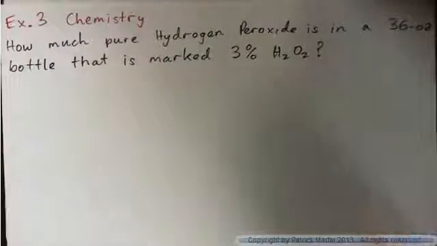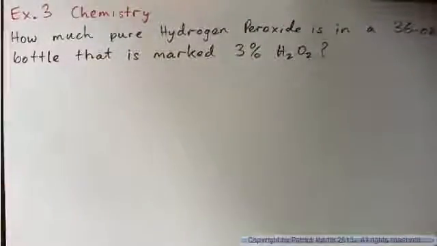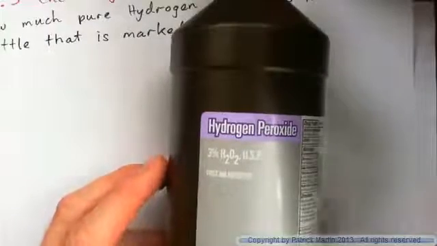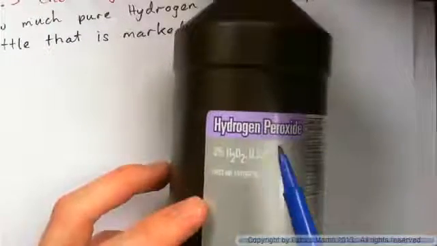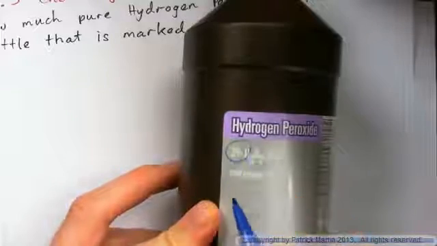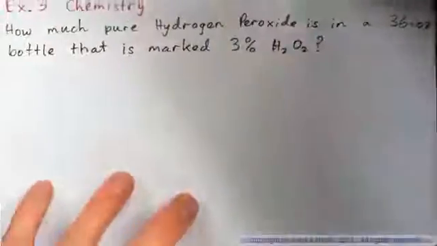Okay, example 3. Hydrogen peroxide. Have you ever seen a hydrogen peroxide bottle? Well, here it is. If you look closely, it usually says about 3% on it. See that? 3% hydrogen peroxide in the bottle.